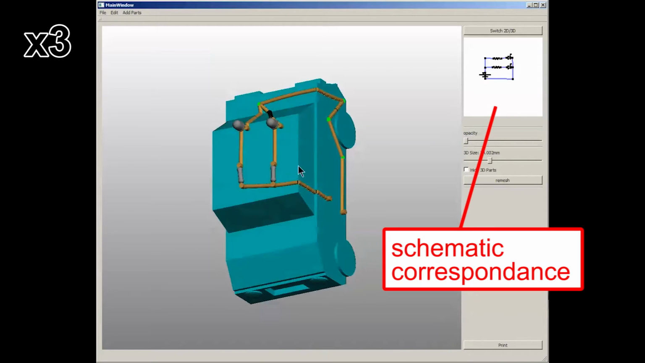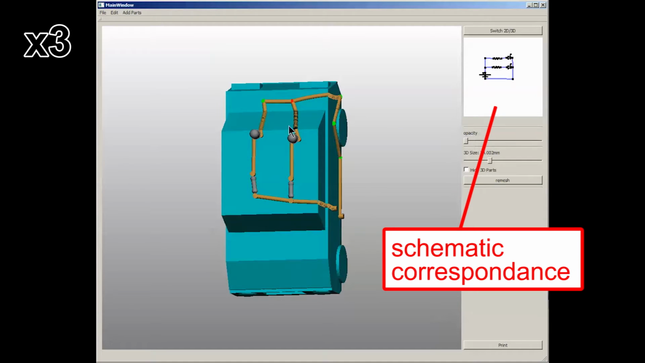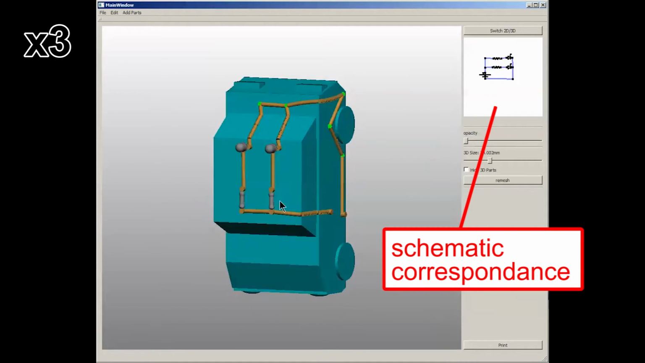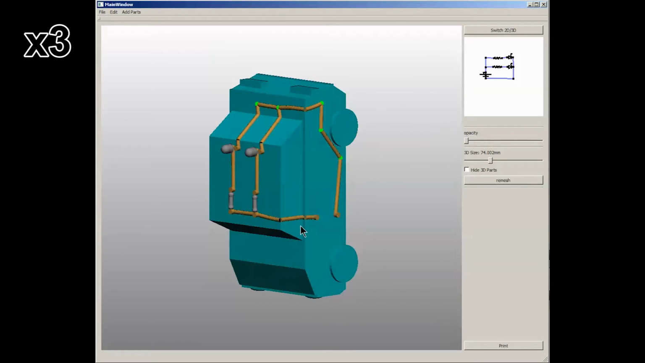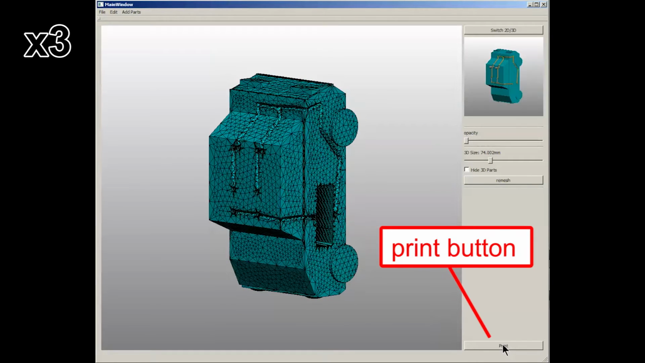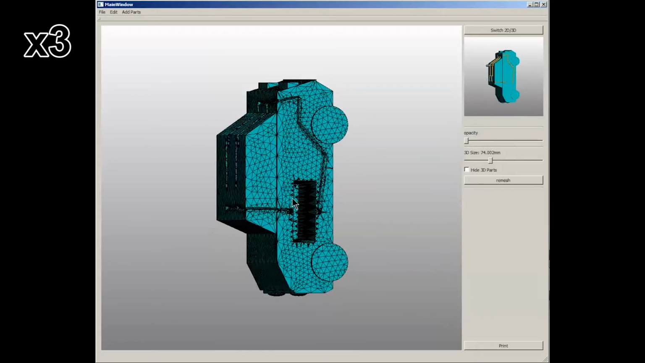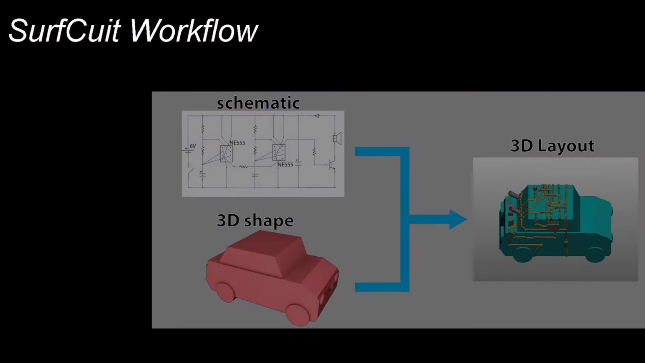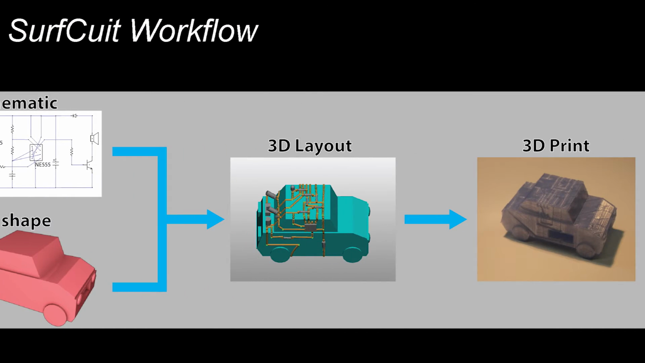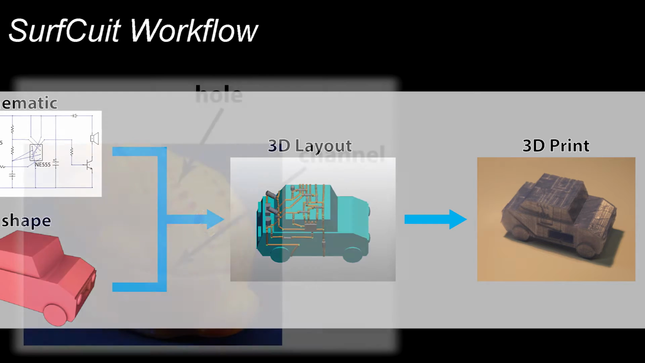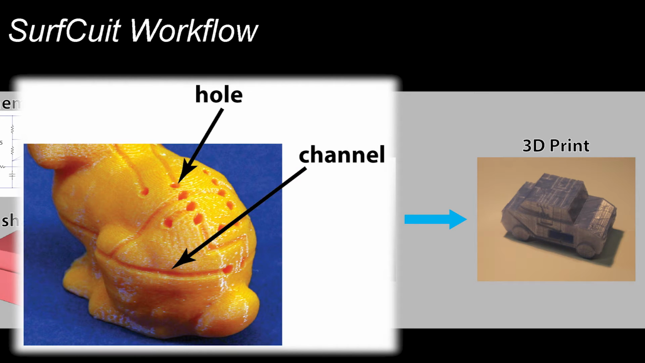The system shows the corresponding 2D schematic component during 3D layout editing to facilitate the user's understanding of the circuit. Finally, when the user presses the print button, the system generates a surface mesh with holes and channels corresponding to the component and trace locations. These surface features will assist in the fabrication process.